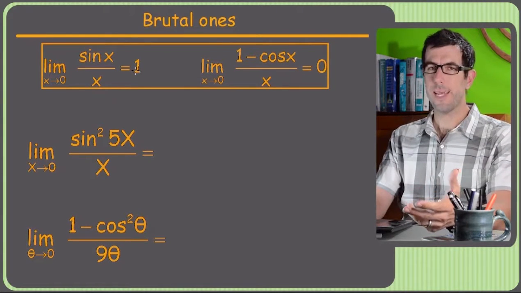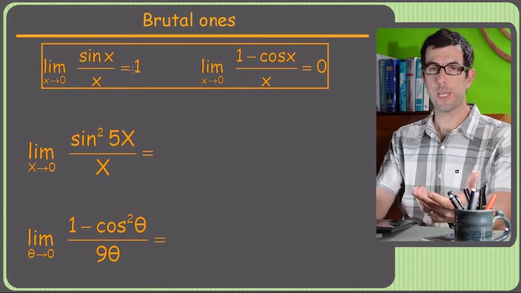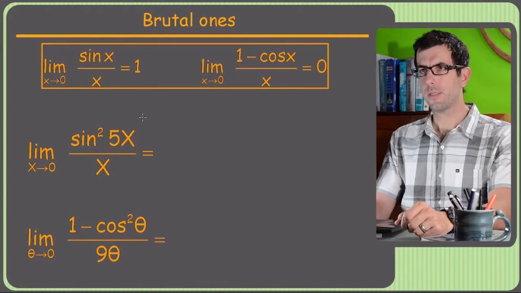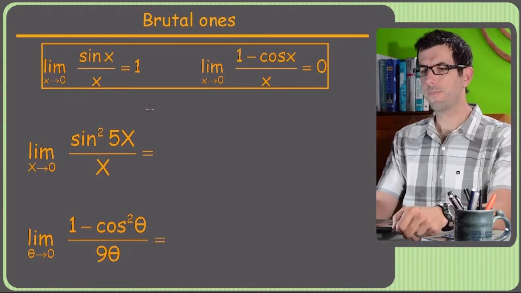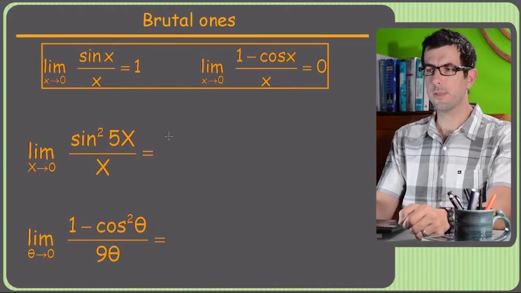All right, so here's a couple of nasty ones. What makes these nasty is that they're just using tricks we've looked at earlier, but like multiple tricks at the same time. So first thing we need to do is break that sine squared into sine times sine. So this will be the sine of 5x times the sine of 5x. And of course we'll have this x downstairs in the limit.